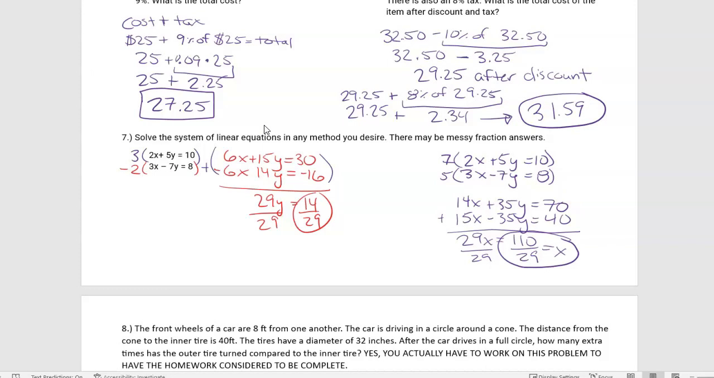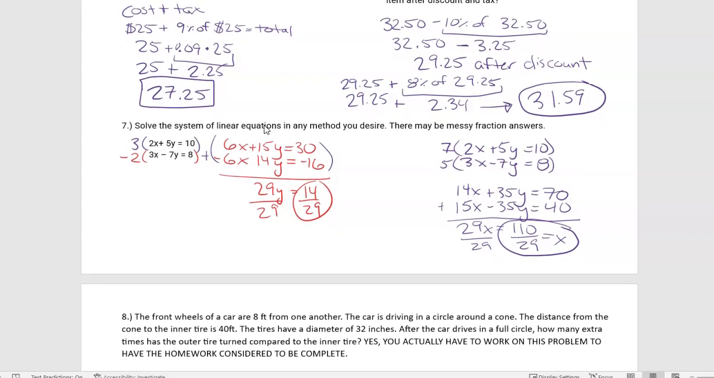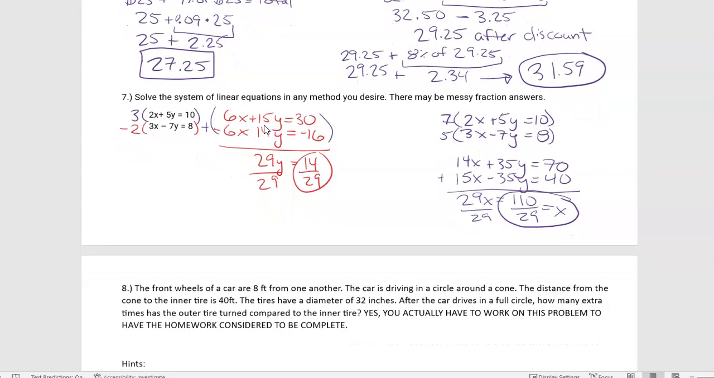So I just solved for one variable, y, and I got 14/29. I actually messed up the first time and I had to go back and retry, but I got 14/29. And rather than substituting that in and solving for the other variable, I decided just to start the problem over and get rid of y. And when I did that, I ended up with x being 110/29. And that would be the x and y combination that would make both of the equations, also known as the system, true.